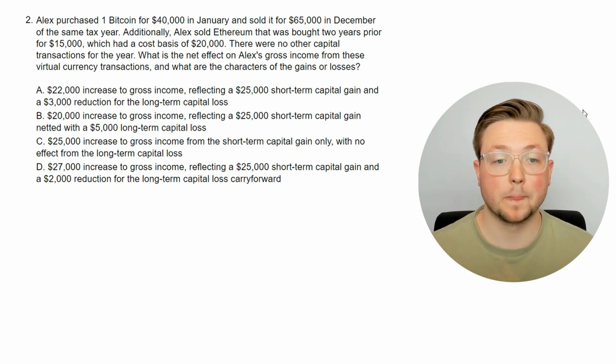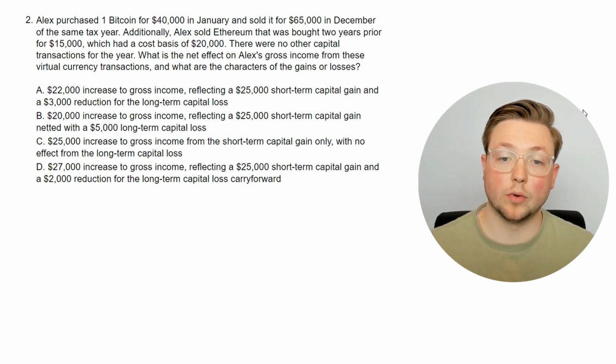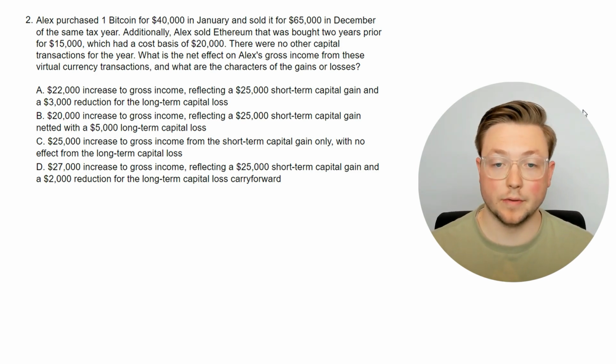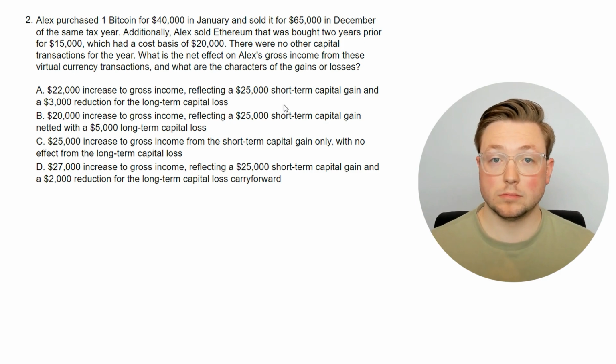Okay, here's the next question. Alex purchased 1 Bitcoin for $40,000 in January and sold it for $65,000 in December of the same tax year. That's not surprising that 1 Bitcoin would be worth that much. Additionally, Alex sold Ethereum for $15,000 that was bought 2 years prior, which had a cost basis of $20,000. So he bought it 2 years before for $20,000, sold it for $15,000. There were no other capital transactions for the year. What is the net effect on Alex's gross income from these virtual currency transactions, and what are the characters of the gains or losses?